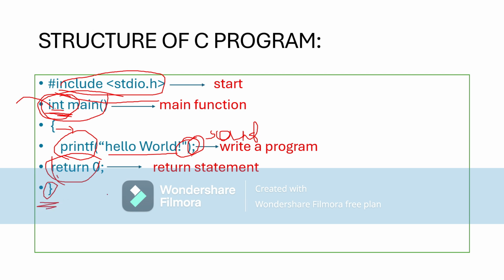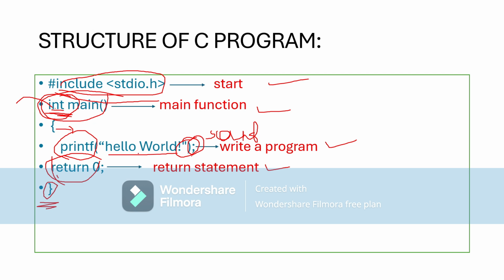So the structure of a C program includes header files, the main function, statements, and the return statement. The program starts here. It's a header file, used for input and output functions like printf and scanf. The actual code starts here. Int is an integer value, and it returns an integer value. Here the curly bracket opens.